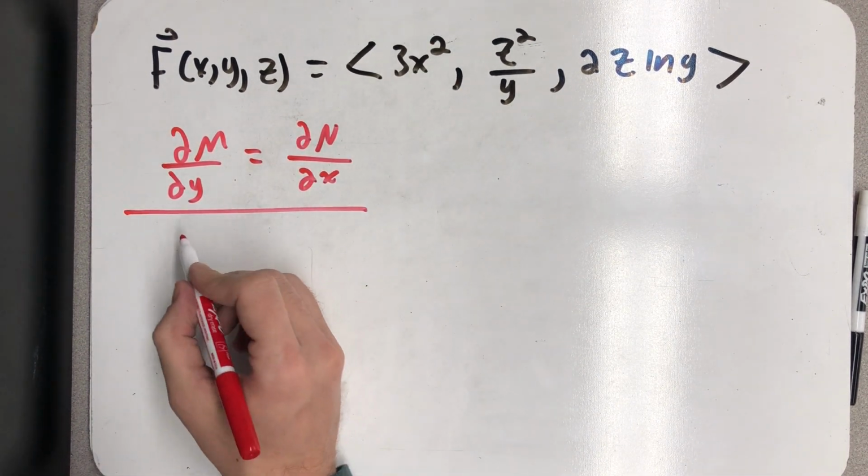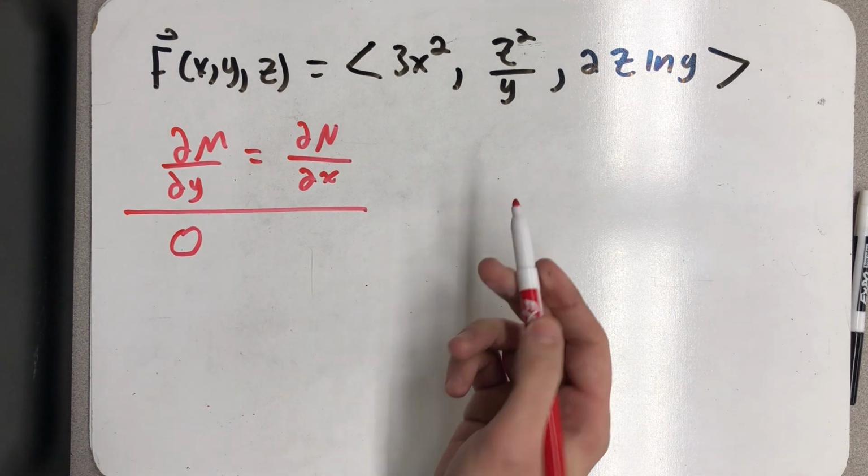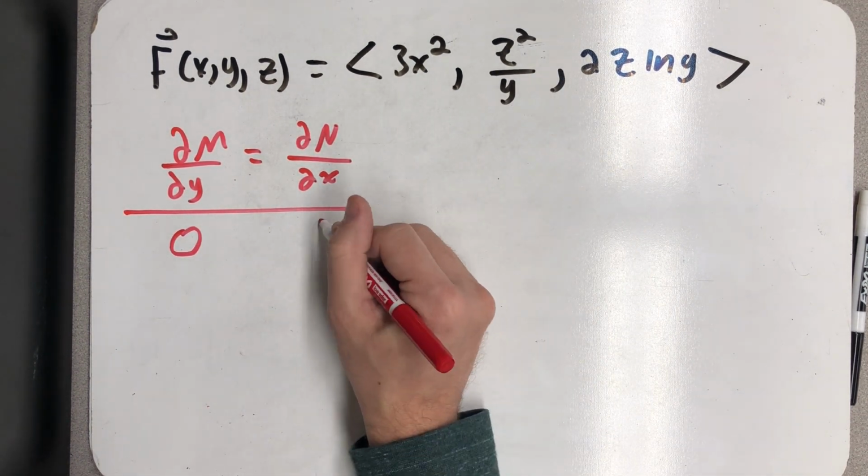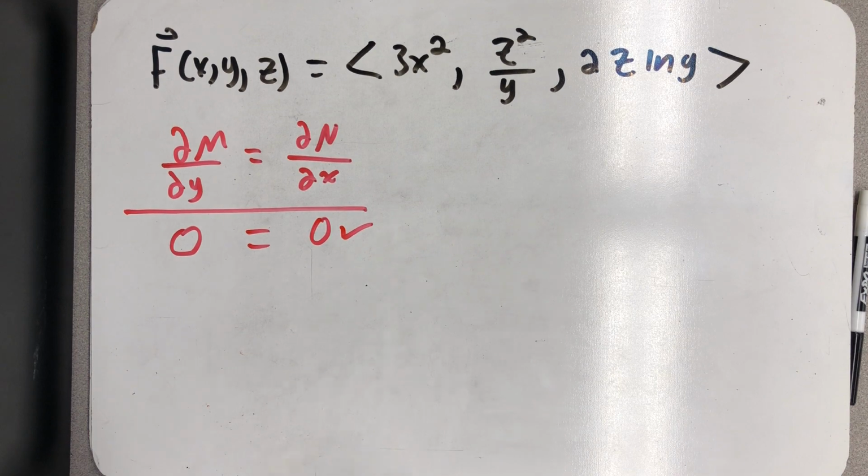So the partial of m with respect to y, well, that's 0. The partial of n with respect to x is 0, and those are equal. So we've passed the first part of the component test.